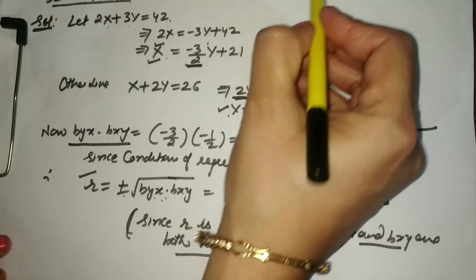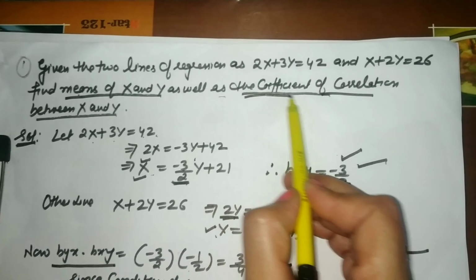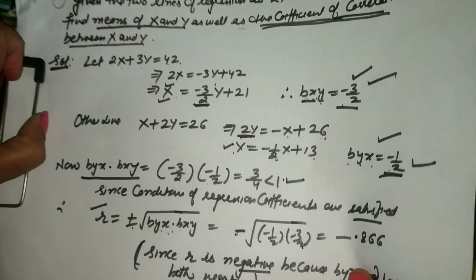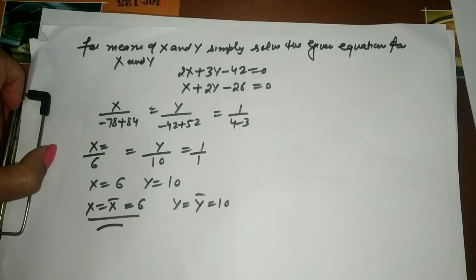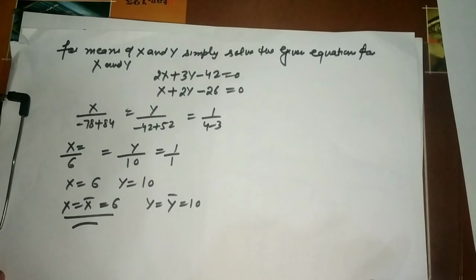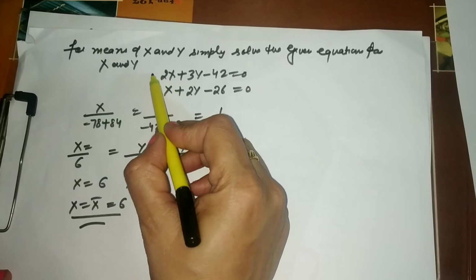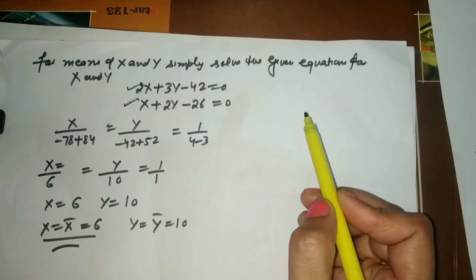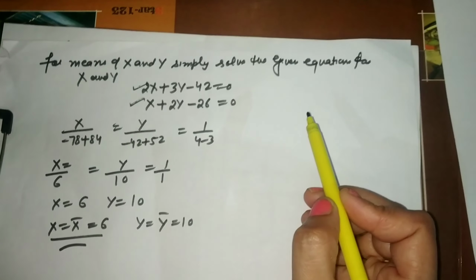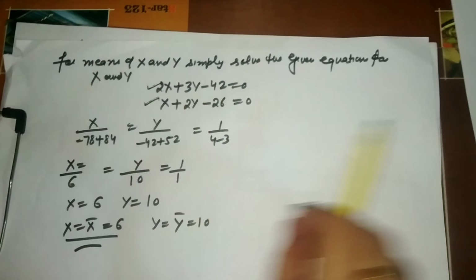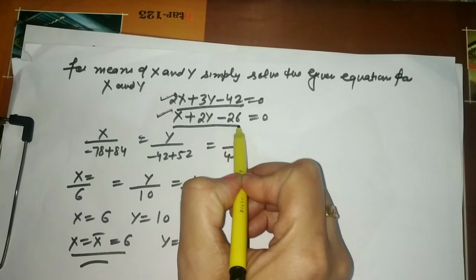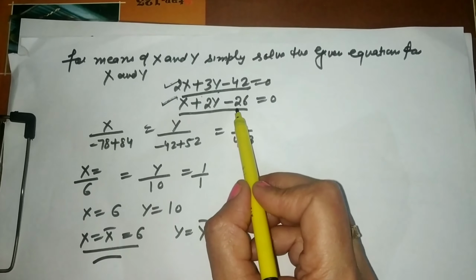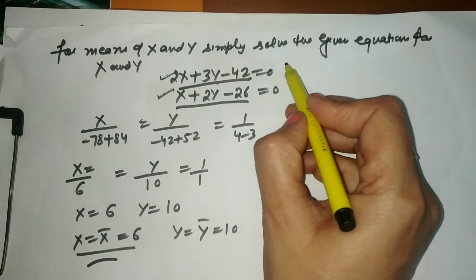So this is the coefficient of correlation. Firstly we had to find the coefficient of correlation, then I will find out the means. So how will I calculate the means? Simply we have to solve the two lines. That means where both the lines intersect, the point of intersection is actually known as the means in the case of regression lines. So we had two lines. This is 2x plus 3y minus 42 is equal to 0 and x plus 2y minus 26 is equal to 0. So these are the two equations.